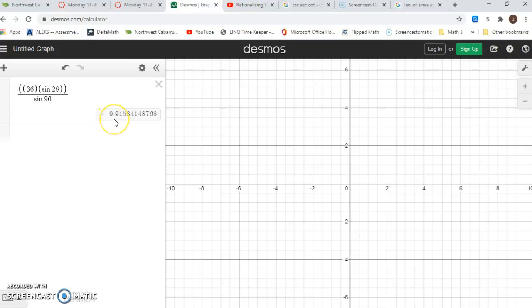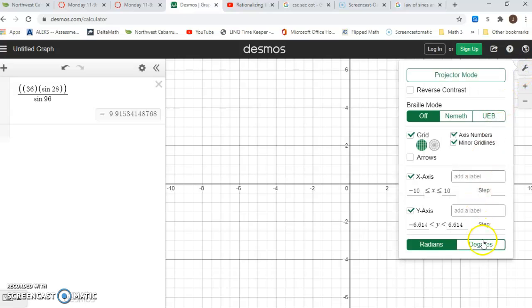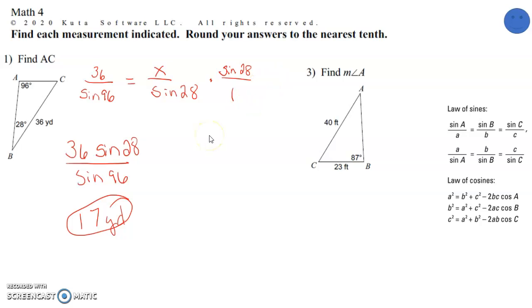Now I'm looking right here and I'm thinking, did I get this in degrees? Well, sure didn't. Always make sure you're going back into degrees. Then it's 16.99. I'm going to round it to 17. So that comes out to be 17 yards.